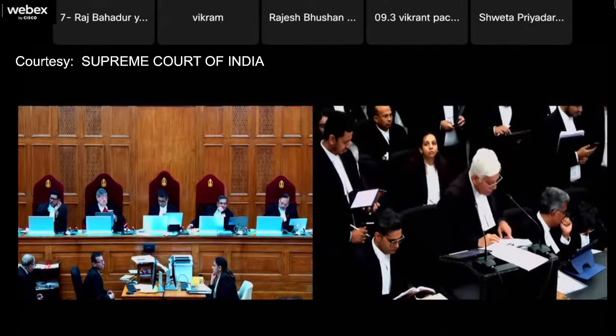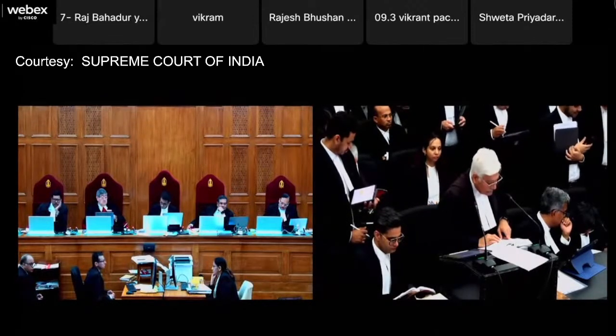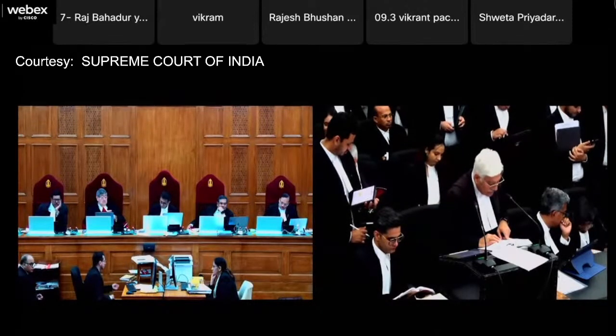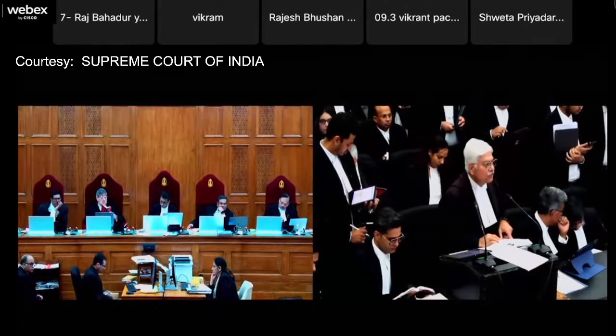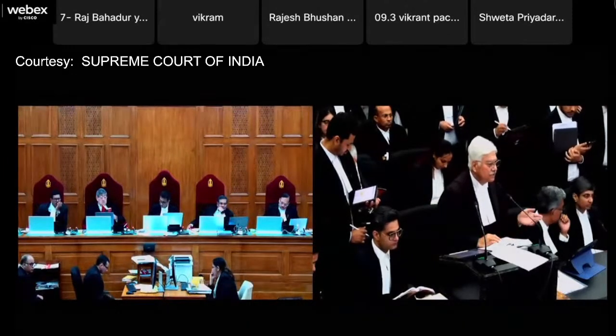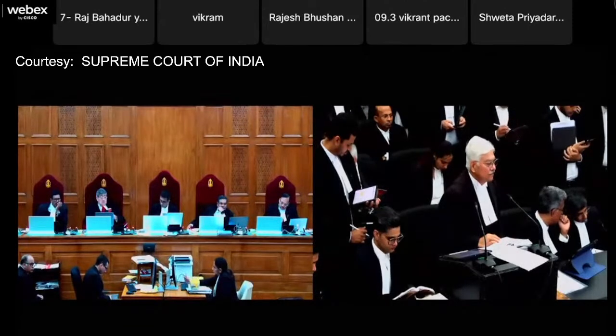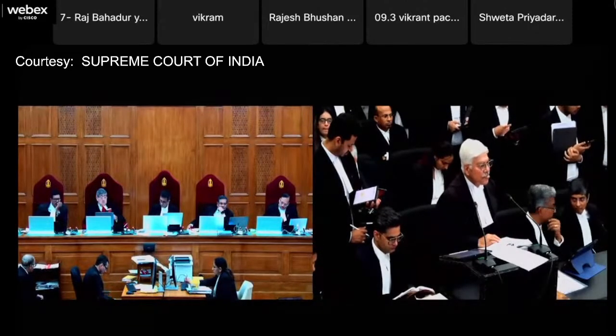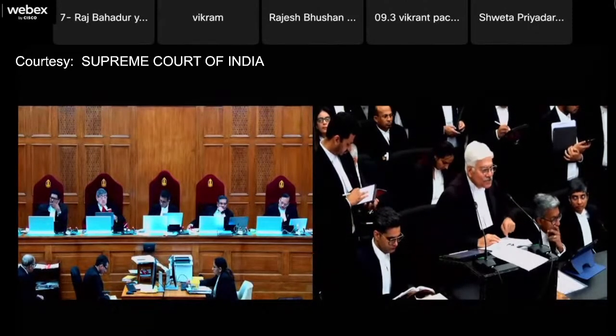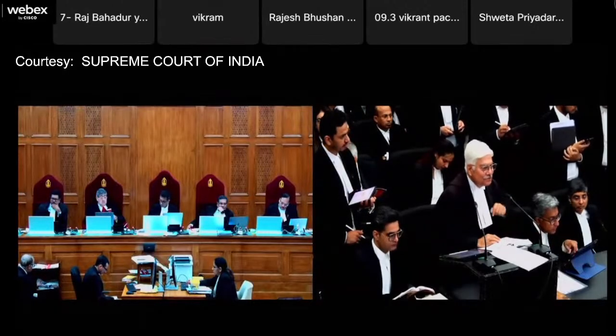Yes. Article 238, the provisions of 238 shall not apply in relation to the state of Jammu and Kashmir. This provision has ceased to exist in the Constitution of India from 1957 onwards. But it has not been changed for the reason that there is no power to change it.